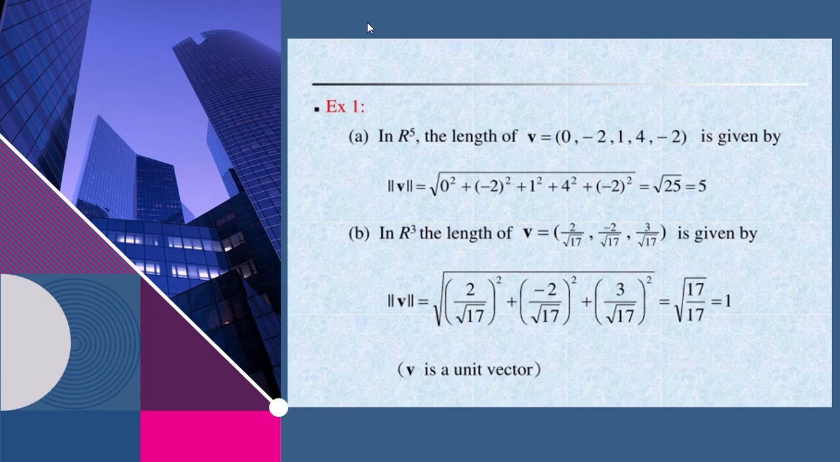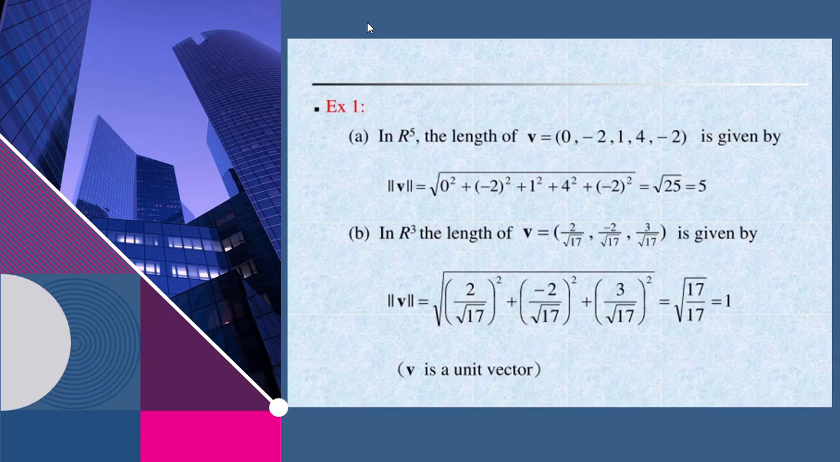Let's try 2 examples. In example A, we have a vector with 5 numbers: 0, -2, 1, 4, and -2. We square each number. 0 squared is 0, -2 squared is 4, 1 squared is 1, 4 squared is 16, and -2 squared is 4. Adding them gives us 25, and the square root of 25 is 5. So the length of this vector is 5.